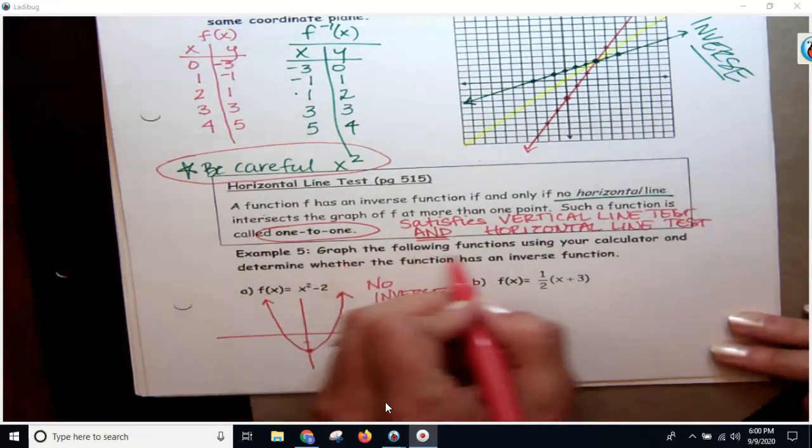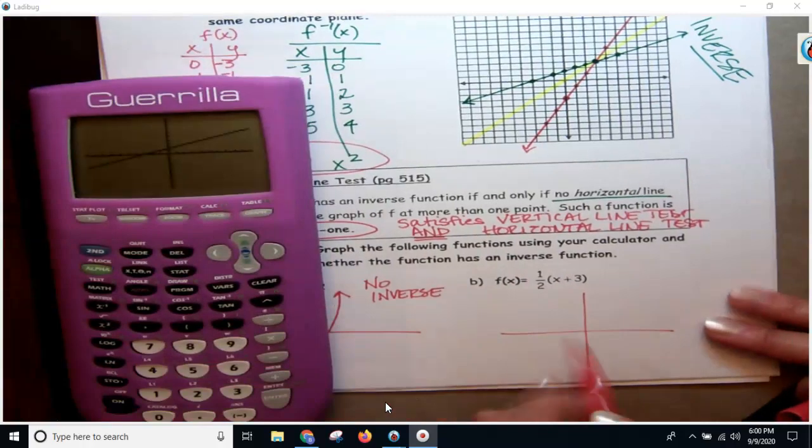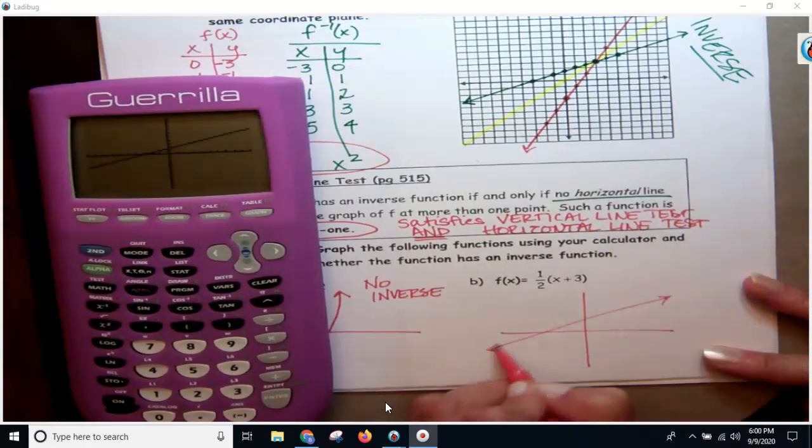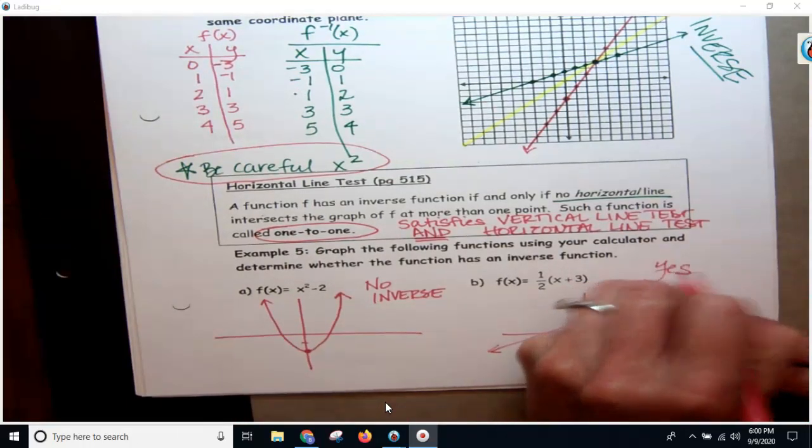So this would be graph the following functions using your calculator. Well, I graphed it on here, and it looks like this. And it satisfies, so yes, there would be an inverse.